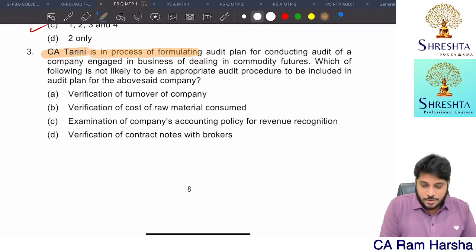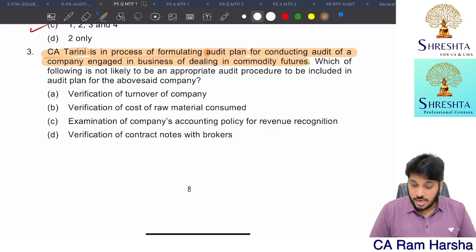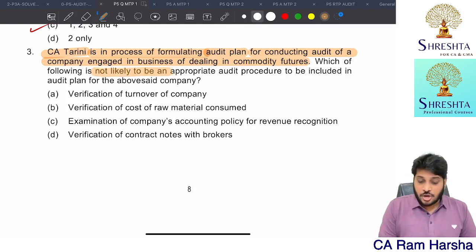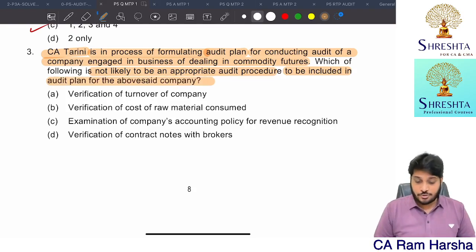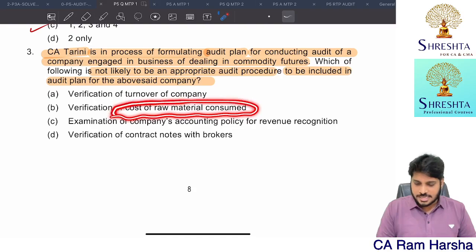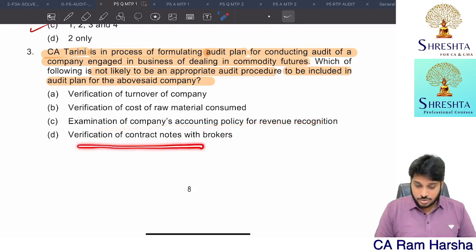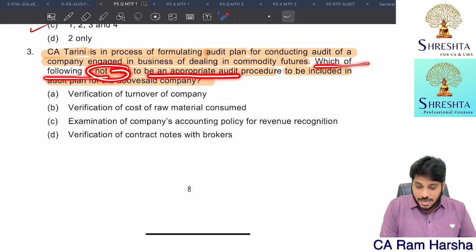CA Tarini is in the process of formulating an audit plan for conducting the audit of a company engaged in the business of dealing in commodity futures. Which of the following is not likely to be an appropriate audit procedure to be included in the audit plan for the aforesaid company? Verification of turnover of the company, of course we verify turnover. Verification of raw materials consumed, examination of accounting policy for revenue recognition, verification of contract notes.